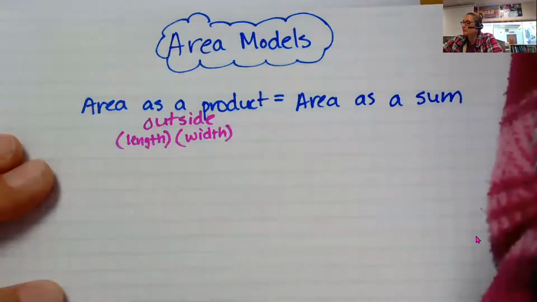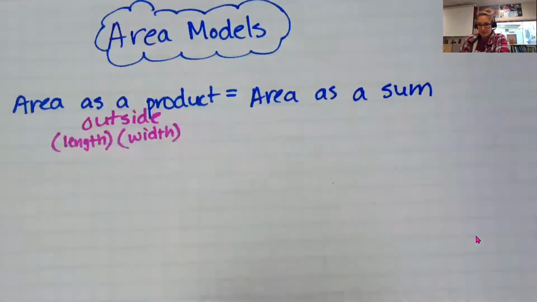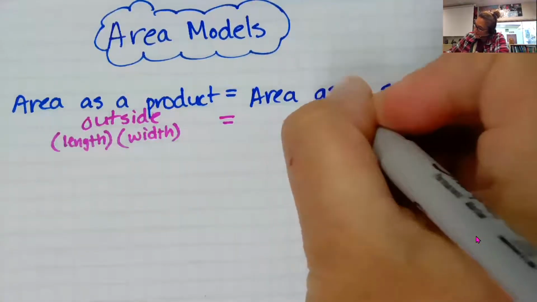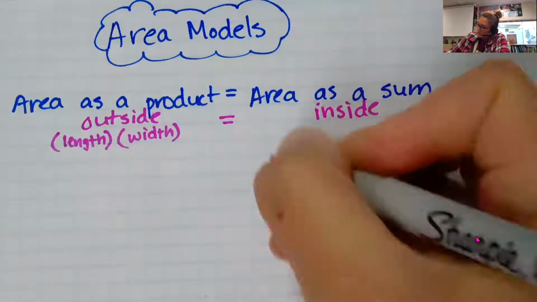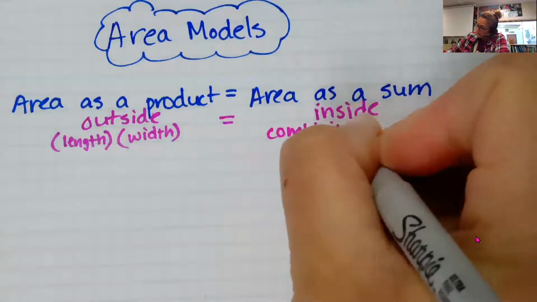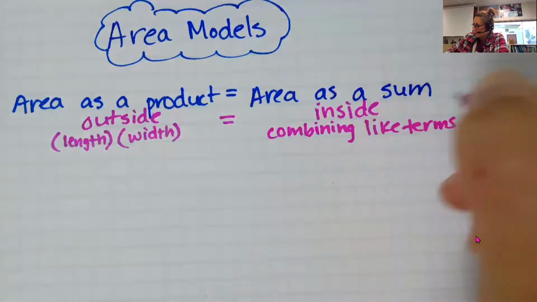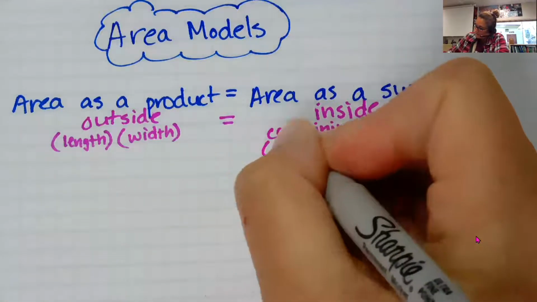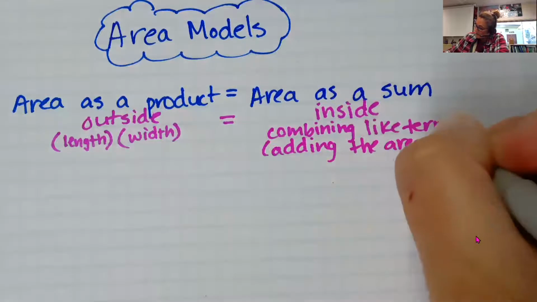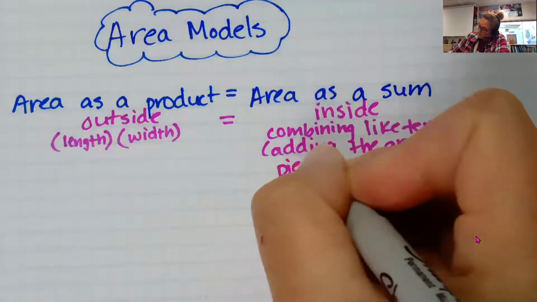Let me zoom in a little bit more. And focus. Equal, and this side is going to be your inside. Okay, and this is where you're going to be combining like terms, where we are adding the area of each piece. Okay.